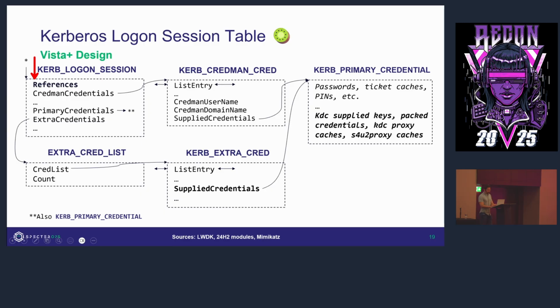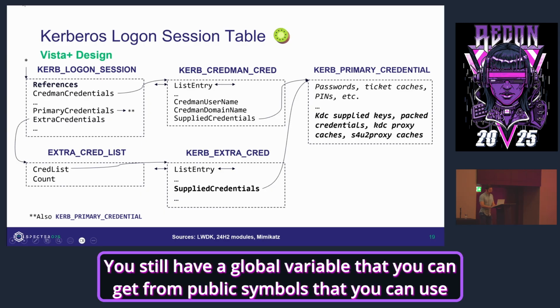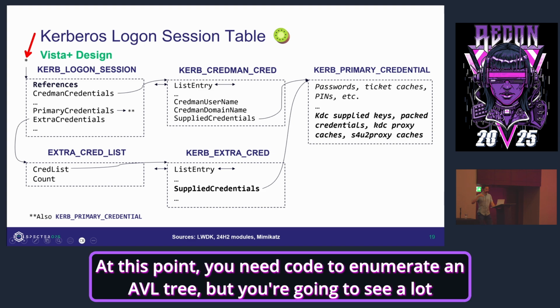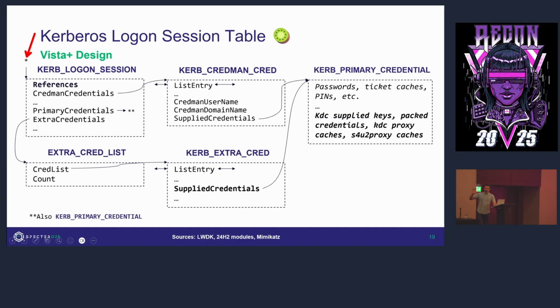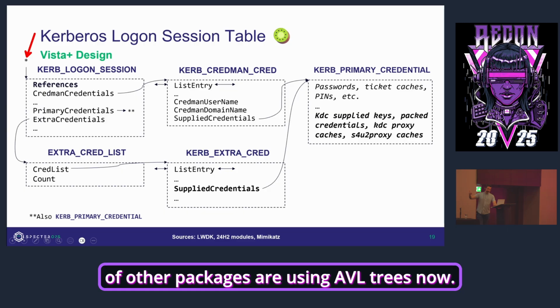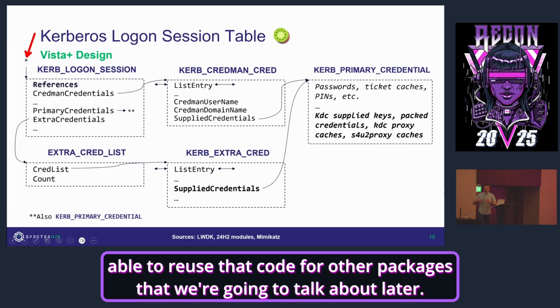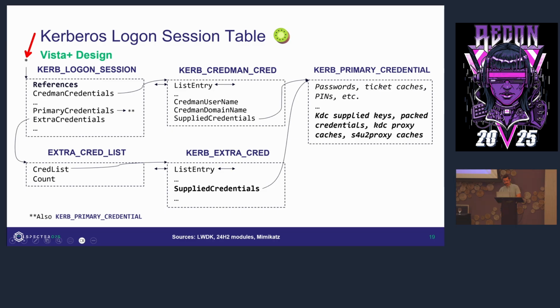What is it now? Well, you still have a global variable that you can get from public symbols that you can use to enumerate this, but that global variable points to an AVL tree. So at this point, you need code to enumerate an AVL tree, but you're going to see a lot of other packages are using AVL trees now. So if you implement the code to enumerate an AVL tree for Kerberos, you're going to be able to reuse that code for other packages that we're going to talk about later.